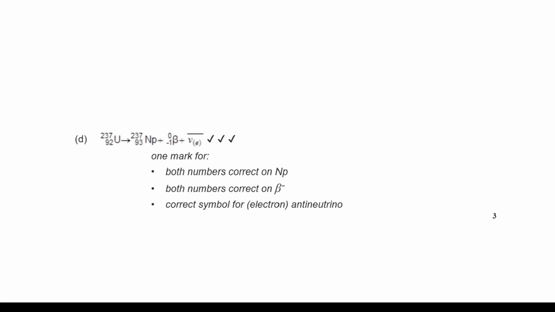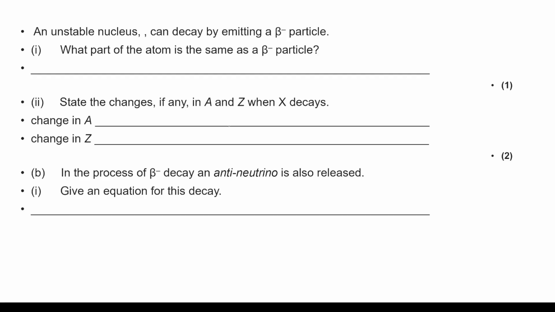Now let's see. An unstable nucleus can decay by emitting a beta minus particle. What part of the atom is the same as beta minus? We already know that is nothing but an electron. State the changes when X decays. So this should be an X here. The unstable nucleus was decaying by beta minus. So the change in A, the mass number: no change. Z is the atomic number: increases by 1.